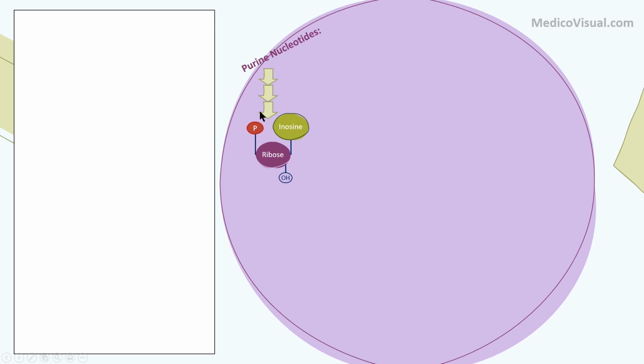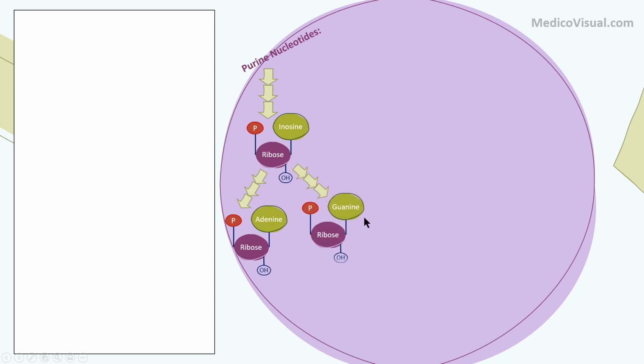I won't be telling you the pathway. For that you have to study your biochemistry books. So inosine monophosphate, which has ribose sugar, is a ribonucleotide. It can be converted into adenosine monophosphate as well as guanine monophosphate. So these purine ribonucleotides can be formed through this pathway.